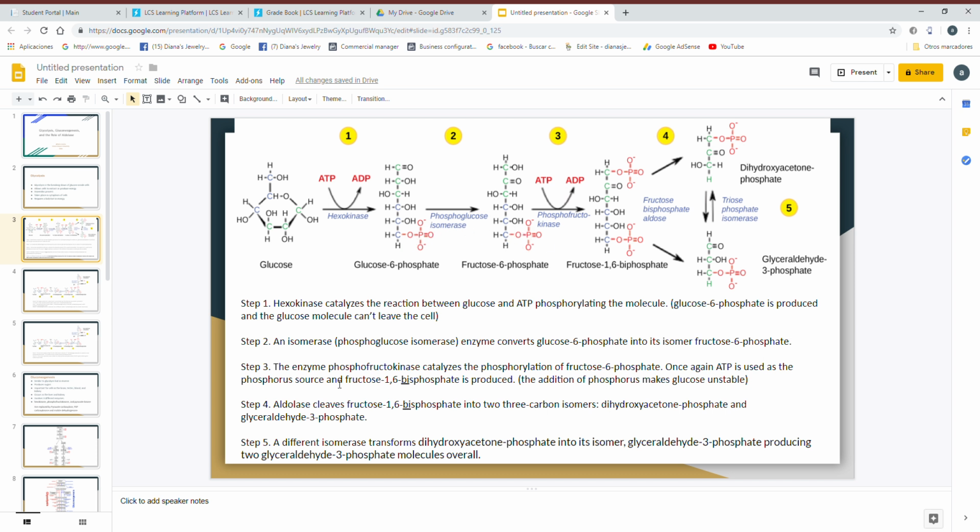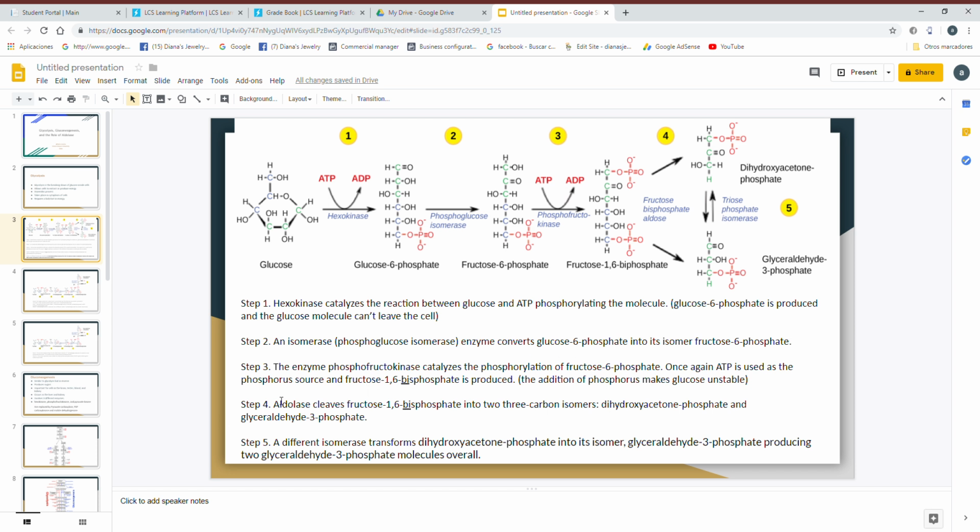So in step 3, the enzyme phosphofructokinase catalyzes the phosphorylation of fructose 6-phosphate. So the isomer now is phosphorylated again, and you end up with 2 phosphate groups in the molecule. Once again, ATP is used as the phosphorus source, and you get fructose 1,6-bisphosphate. And this addition of phosphorus makes glucose unstable. The more phosphoruses that you add, the more unstable glucose gets, which is a good thing because that means it will be easier to break apart.